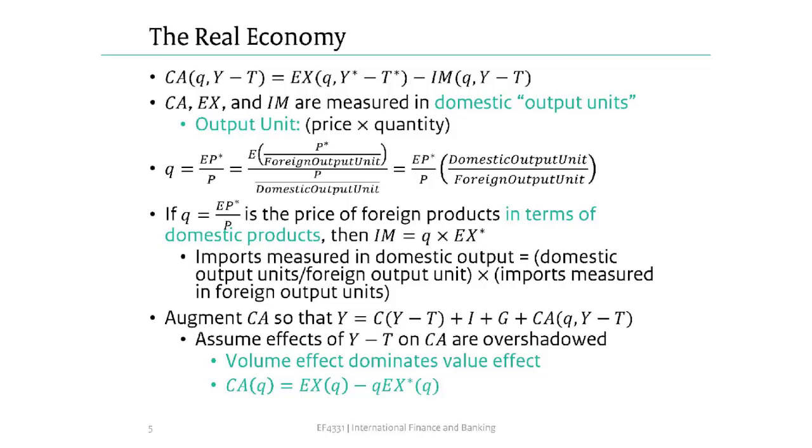OK, so any comments or questions about this explanation and why we can replace IM with Q times EX star? I hope this explanation, after redefining Q in this way, going from this equation here to this equation here, should not leave a logic gap, right? It's all clear now, right? There should be no logic gap now.